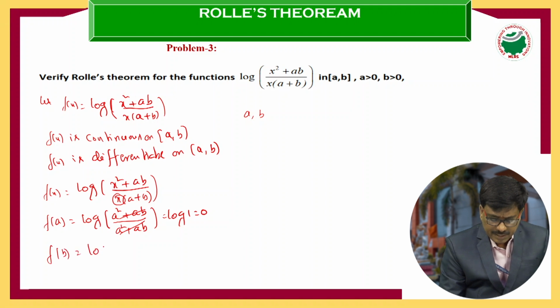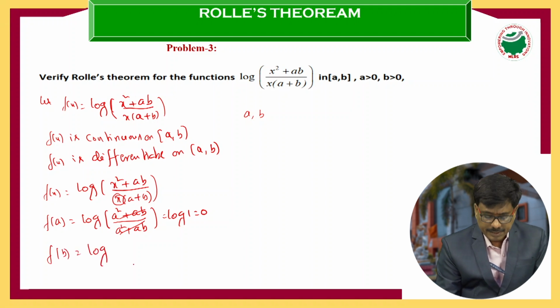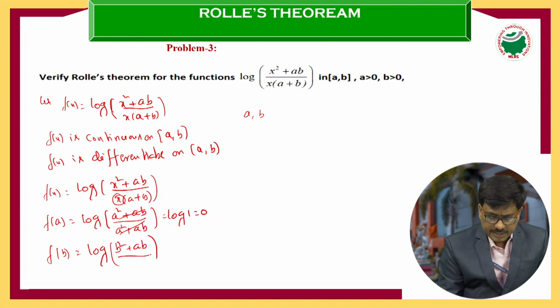Similarly, we need to substitute and find the f of b value. What is the f of b value? Log of, x is replaced by b. Therefore, b square plus ab whole divided by ab plus b square.